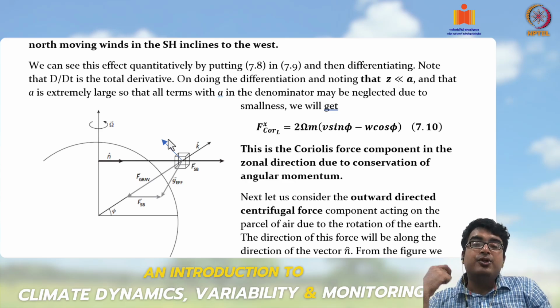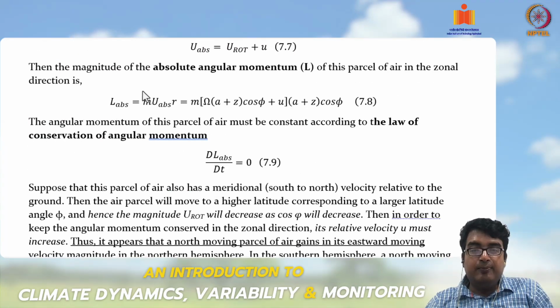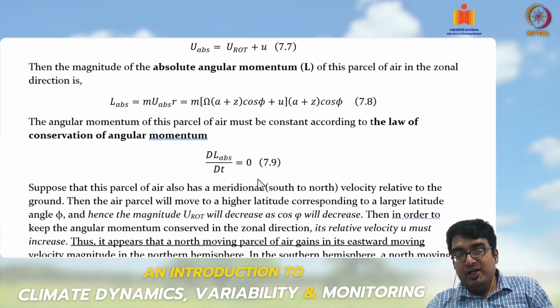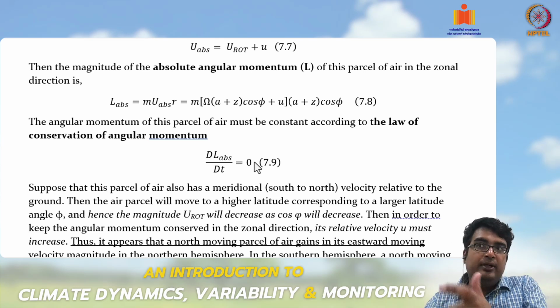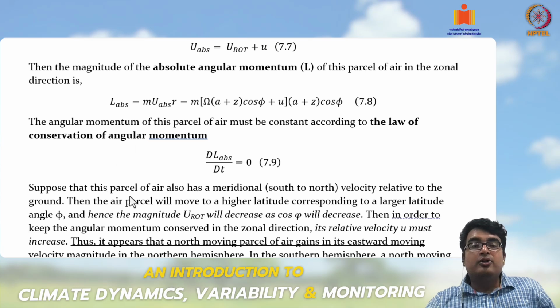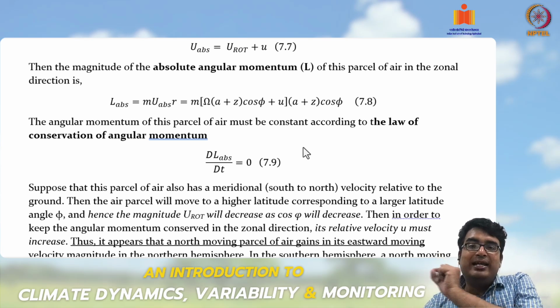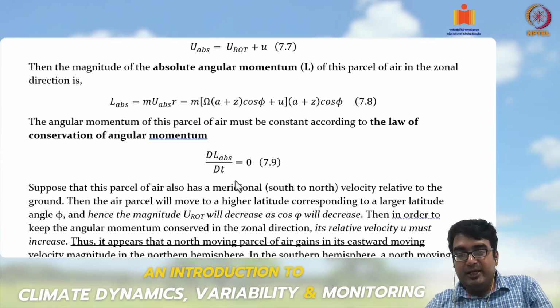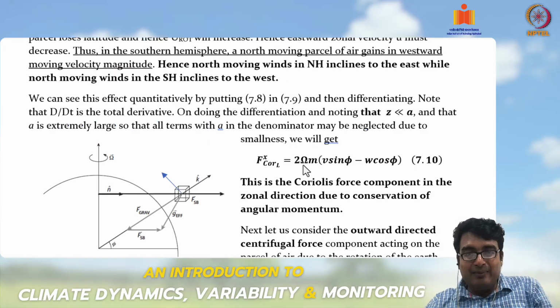We can do this quantitatively by putting this expression 7.8 for L absolute into 7.9 and differentiating. Remember, d/dt is ∂/∂t plus u ∂/∂x plus v ∂/∂y plus w ∂/∂z. So u ∂L/∂x, v ∂L/∂y, w ∂L/∂z. We can differentiate this and set it to 0. If we do that, we will make some simplifying assumptions here.